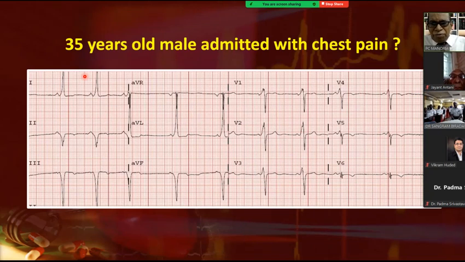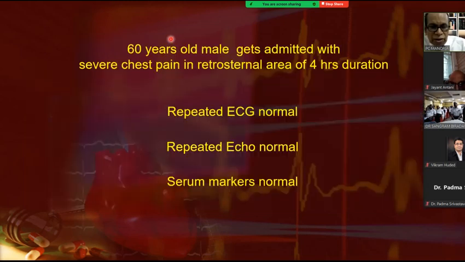Now, sometimes WPW syndrome is also mistaken for acute myocardial infarction. As you can see, here is a classical WPW, because it produces Q waves in leads 2, 3, and aVF. This was mistaken for an acute inferior myocardial infarction.